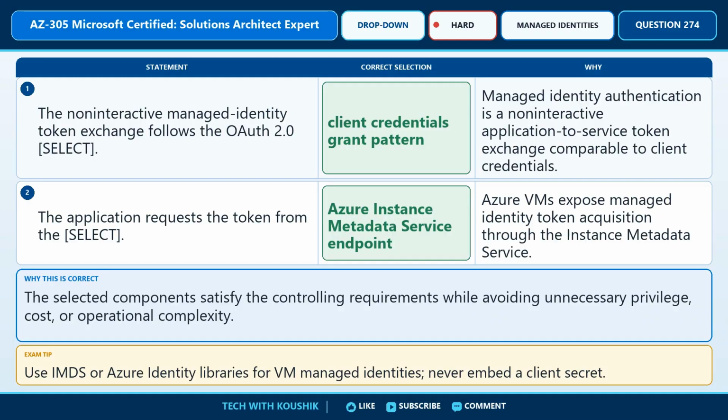Statement 1 should be completed with client credentials grant pattern. Managed identity authentication is a non-interactive application-to-service token exchange comparable to client credentials. Statement 2 should be completed with Azure Instance Metadata Service Endpoint. Azure Virtual Machines expose managed identity token acquisition through the Instance Metadata Service. Remember this distinction for the exam. Use IMDS or Azure Identity Libraries for VM managed identities. Never embed a client secret.